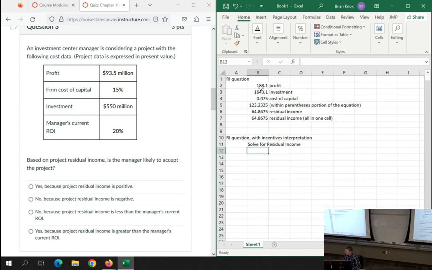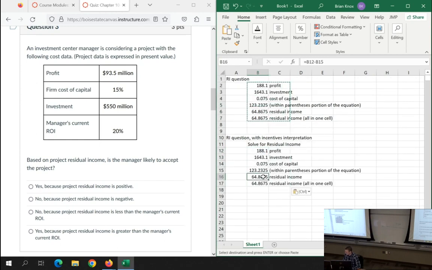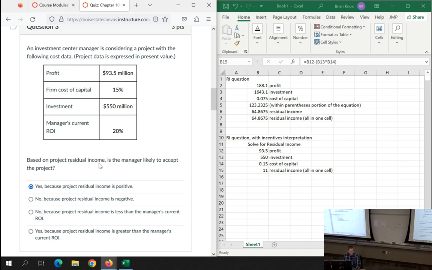Very simply, just doing the same thing here. Get rid of these two, just do this. So change the data. We have 93.5 million in profit, 550 million in investment, and 15%, which is 0.15. So the residual income is $11 million, which means that it's profitable. That means that if you're going to set up an incentive with residual income, you'd say you get a bonus, or you get more of a bonus, if you have a higher, more positive residual income. So that's nice and easy. We could solve for residual income.